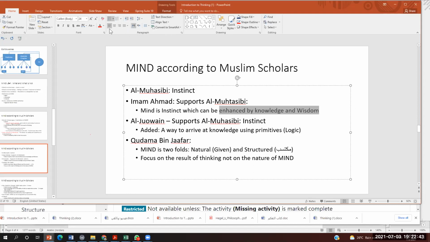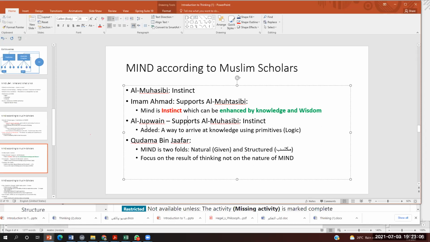I will color this with green, and this one, instinct, I will color it with red, because this is not a definition. So you are going back to square one.